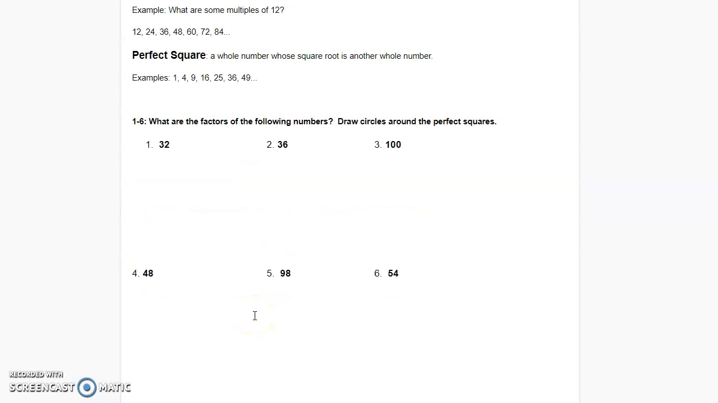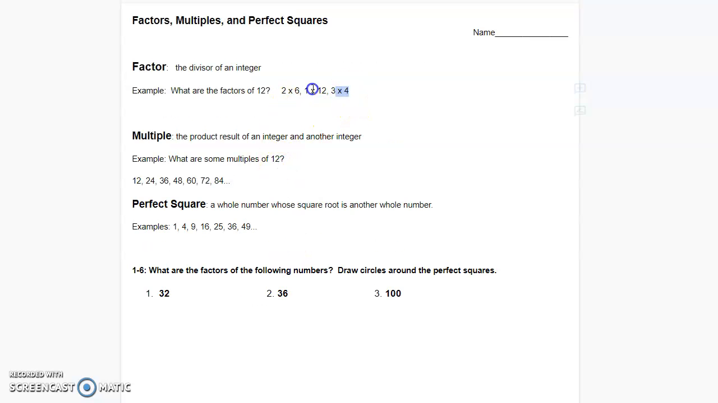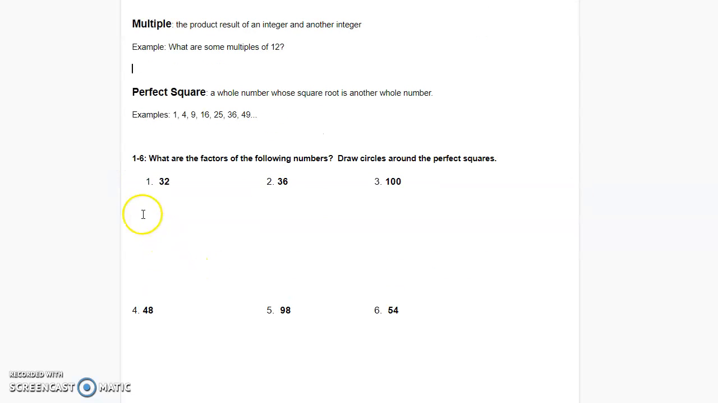Before you do the puzzle piece and the Kahoot, I'd like you to make sure you can do these. What are the factors of the following numbers? So what are the factors of 32? And draw circles around perfect squares.